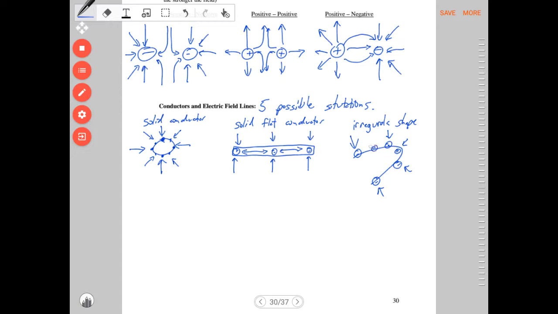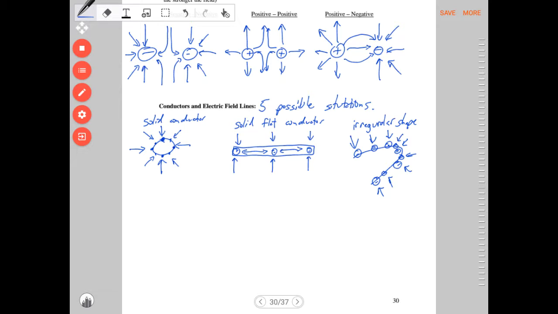So if we put more electrons on here, we can really see that the arrows are quite dense around the point. Of course that means there's a stronger electric field, which makes a stronger electric force at the points of an irregularly shaped object.